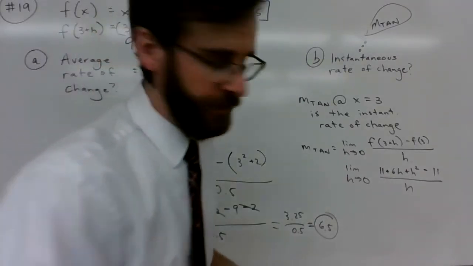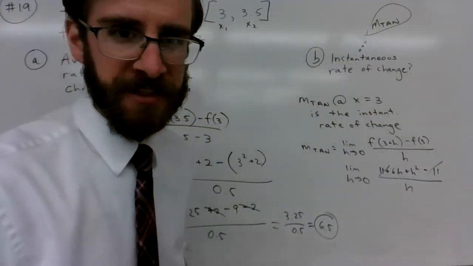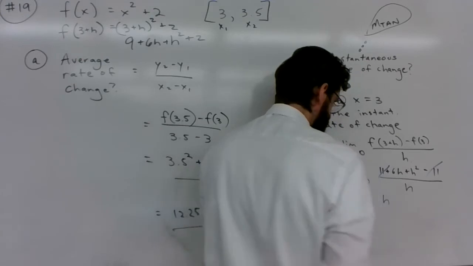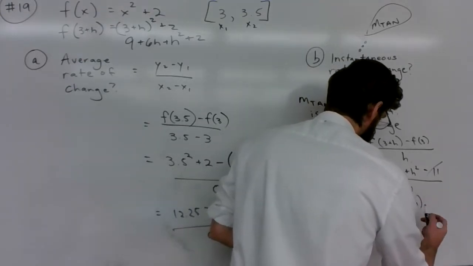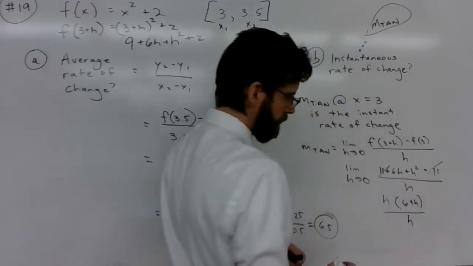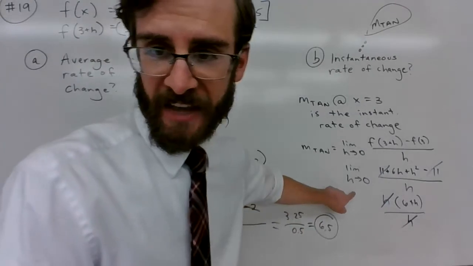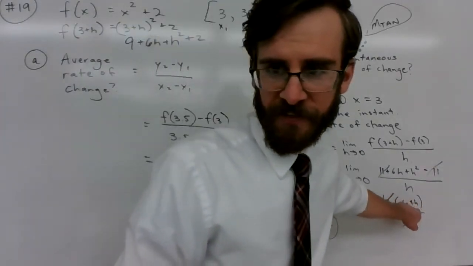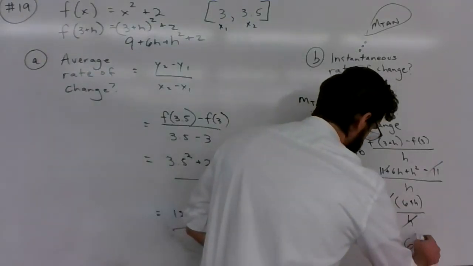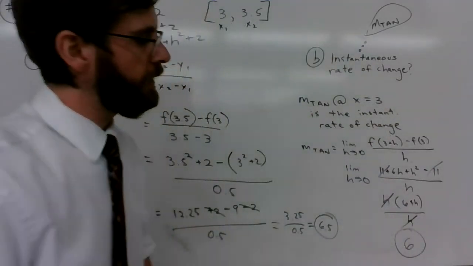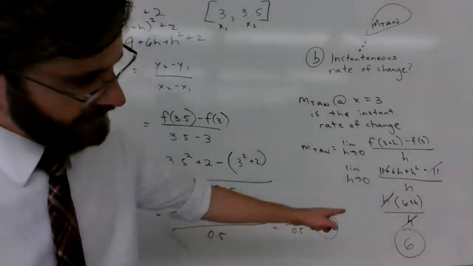Luckily, the 11s cancel. So now we can take out an h from the top. And then we apply the limit right there. I can plug in 0 for h. So the instantaneous rate of change at x equals 3 is 6.